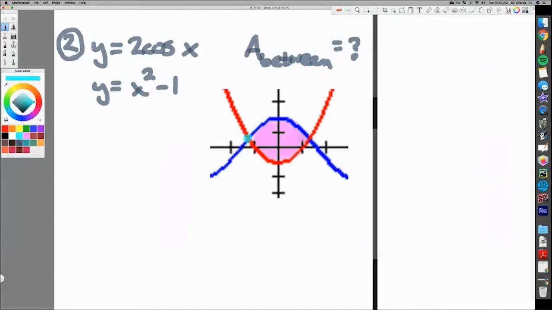But we need to know what this X value is and what this X value is. You can't just eyeball it and go, oh, it looks like 1.3 and negative 1.3. You need to actually figure out what this X value is and what this X value is so that you know the interval. If you remember the area formula, we're going from A to B. You need to figure out what A and B are. So that's actually what we're going to do now.